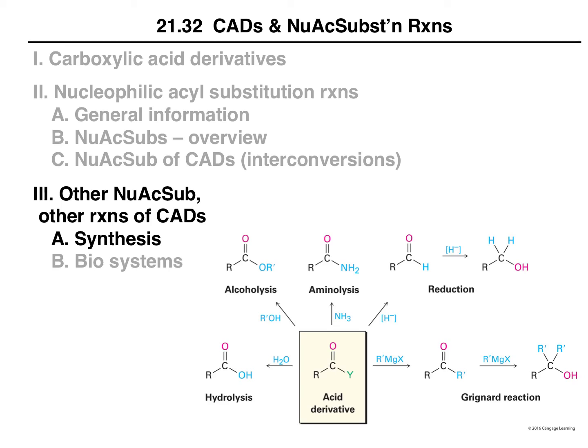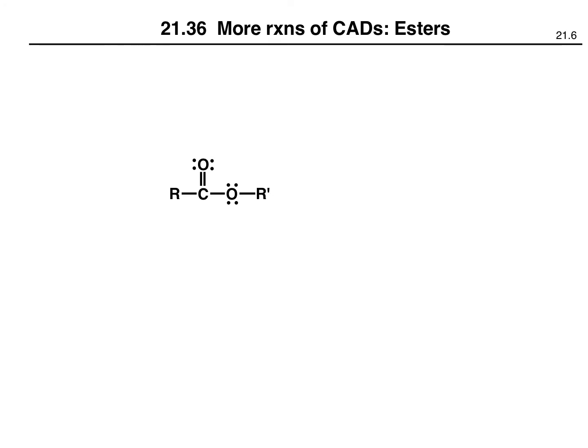In this video, we're going to continue to look at other reactions of carboxylic acid derivatives, specifically esters and amides. Let's think about the preparation and reactions of esters. So if we start out with a carboxylic acid, this can be treated with an alcohol in the presence of H+, and this is a Fischer esterification to give an ester.